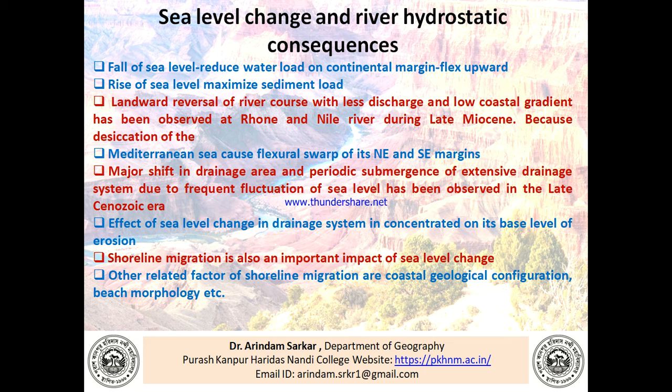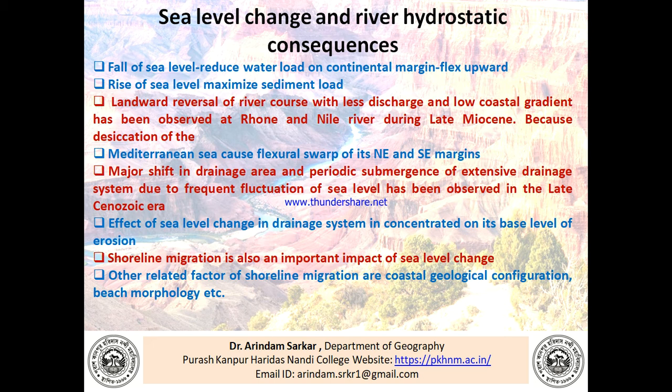Landward reversal of river course with less discharge and low coastal gradient has been observed at the Rhone and Nile rivers during the late Miocene because of the sea level change. The Mediterranean Sea caused flexural swell in its northeast and southeast margins. A major shift in drainage basin area and periodic submergence of extensive drainage systems due to frequent fluctuation of sea level has been observed in the late Cenozoic era.